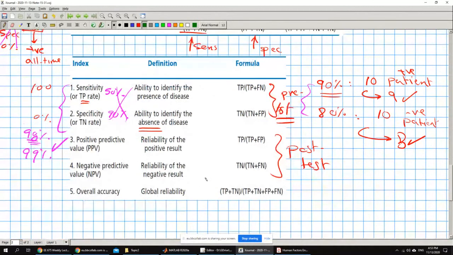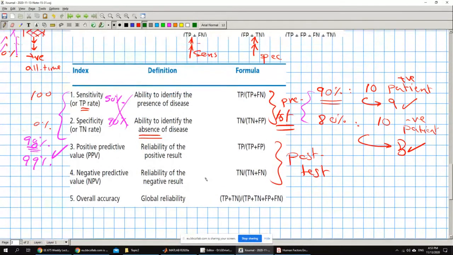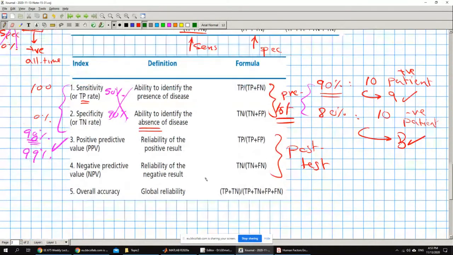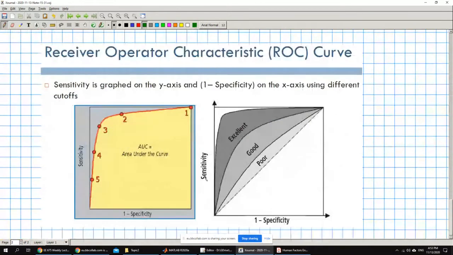Okay. So once we compute these, one of the things you can use is what's called the receiver operating characteristic. It's a curve that plots the sensitivity against 1 minus specificity. Sometimes people call sensitivity the true positive rate. And 1 minus the specificity is the false positive rate, where the specificity itself is the true negative rate.